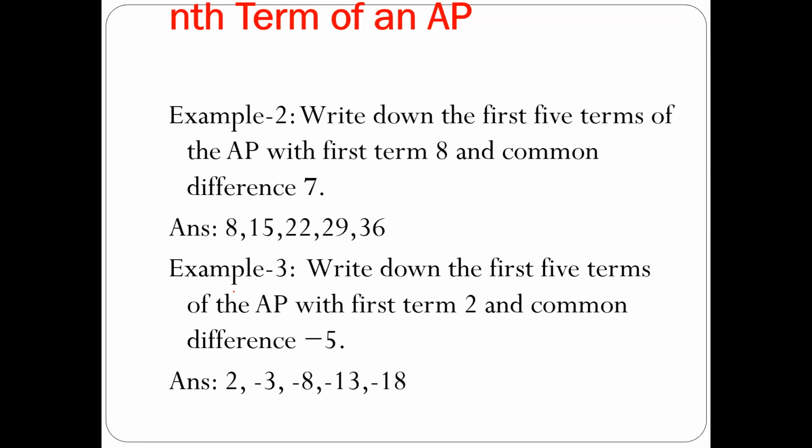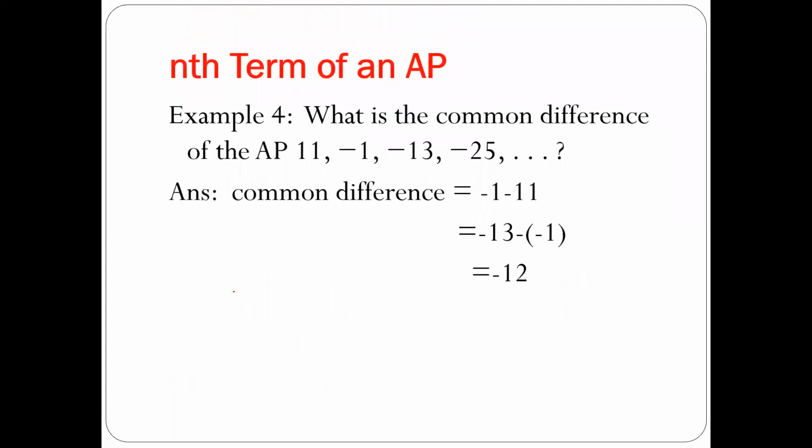Write down the first 5 terms of the AP, where the first term is 8 and the common difference is 7. 8 plus 7, 15. 15 plus 7, 22. 22 plus 7, 29. 29 plus 7, 36. Write down the first 5 terms of an AP where the first term is 2 and the common difference is minus 5. So 2 minus 5, minus 3. Minus 3 and minus 5, minus 8. Minus 8 and minus 5, minus 13. Minus 13 and minus 5, minus 18.